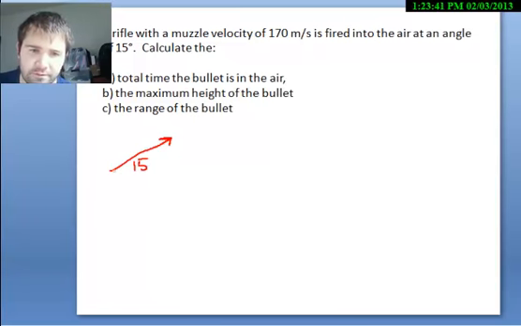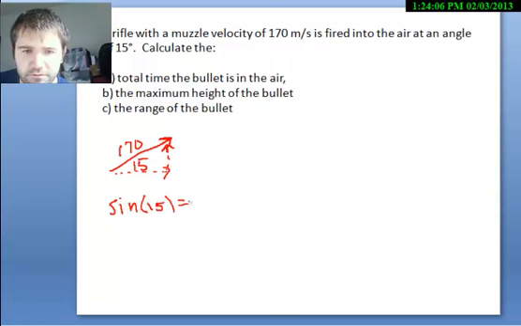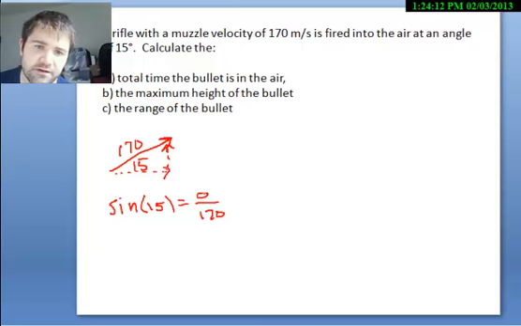So the first thing is we've got to break this down into horizontal and vertical components. And we do that using sine and cosine. So this is 170 meters per second here. So sine equals opposite over hypotenuse. So sine of 15 degrees will equal opposite over 170. So sine of 15 times 170 will equal this opposite side.